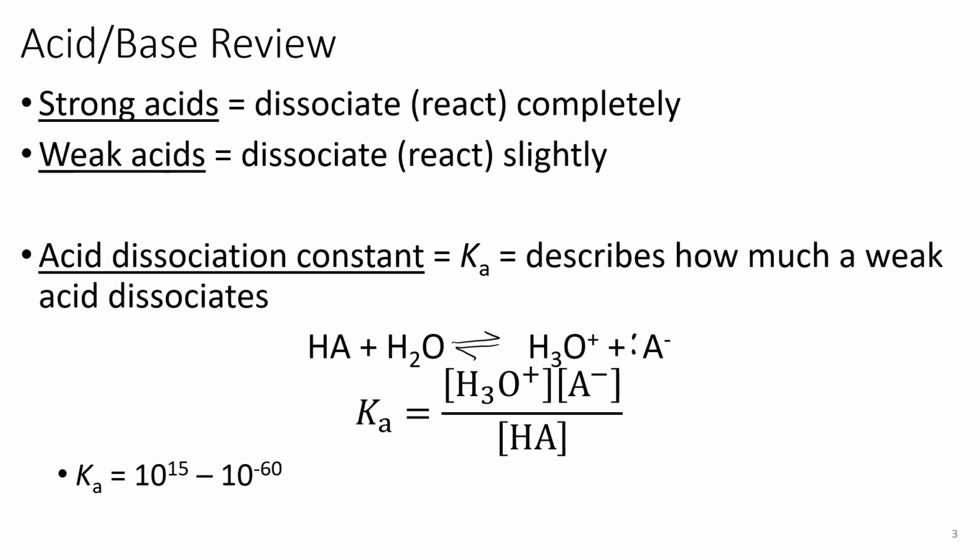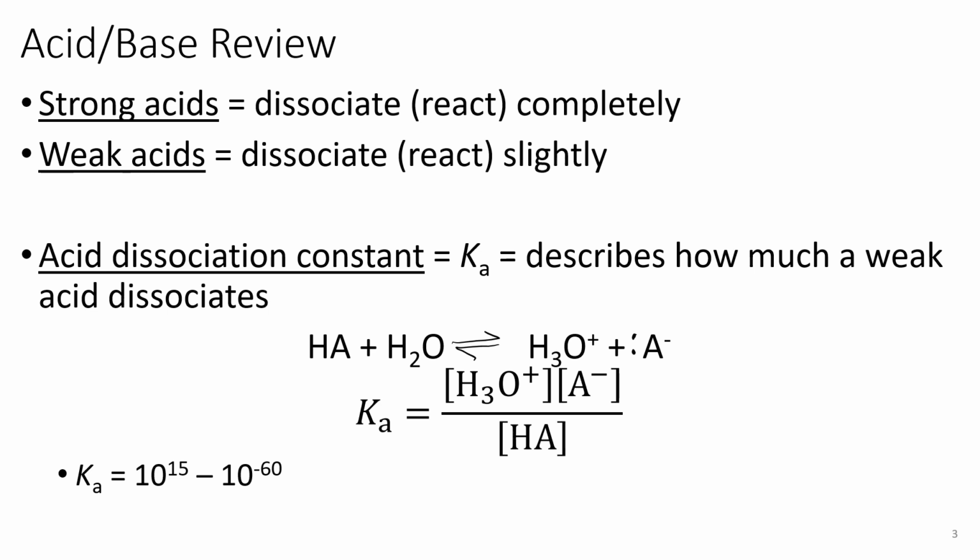When we talk about the Ka values, they can range anywhere from 10 to the 15th to 10 to the -60. So we have a very wide range of acid strengths. Anything that has a positive exponent, so things like 10 to the 15th, these are going to be very, very strong acids. When we look at acids that have values with a negative power, like 10 to the -60, these become very, very weak acids for us.